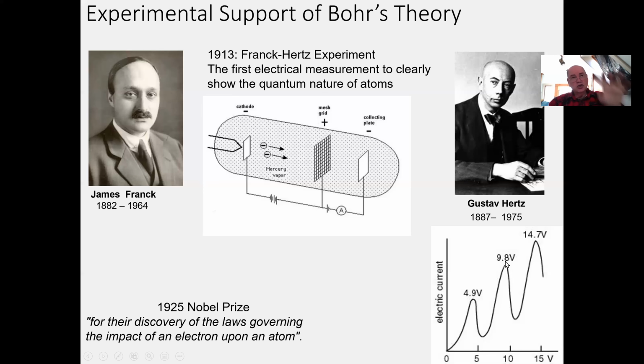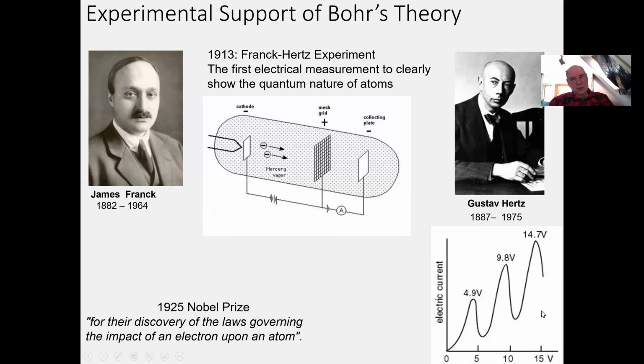And at exactly twice 4.9, the bottom falls out again. The current collapses. At a voltage of 9.8, the energy of many, many electrons is just being sucked away, and they don't have enough energy to get to the collector plate. They can't get up that hill. And it happens again at 3 times 4.9. What the heck is going on? They did not expect this. They expected some kind of a graph, but this kind of regularity really surprised them.